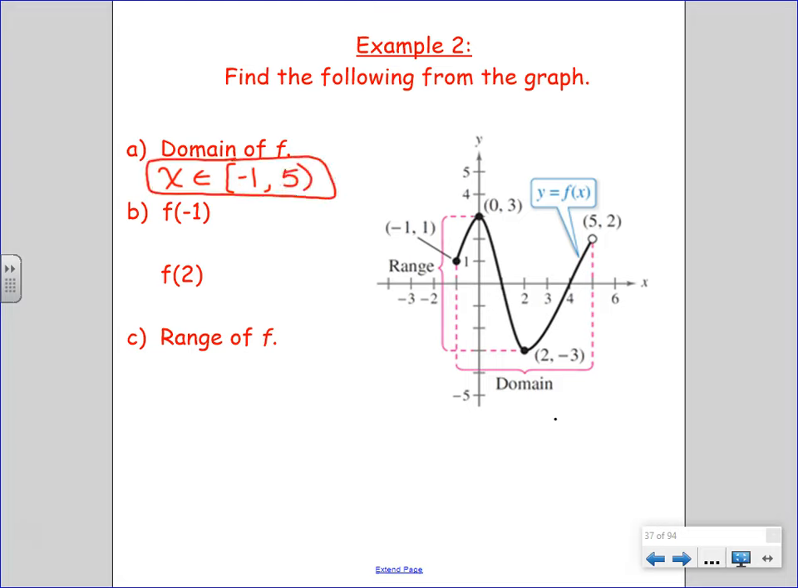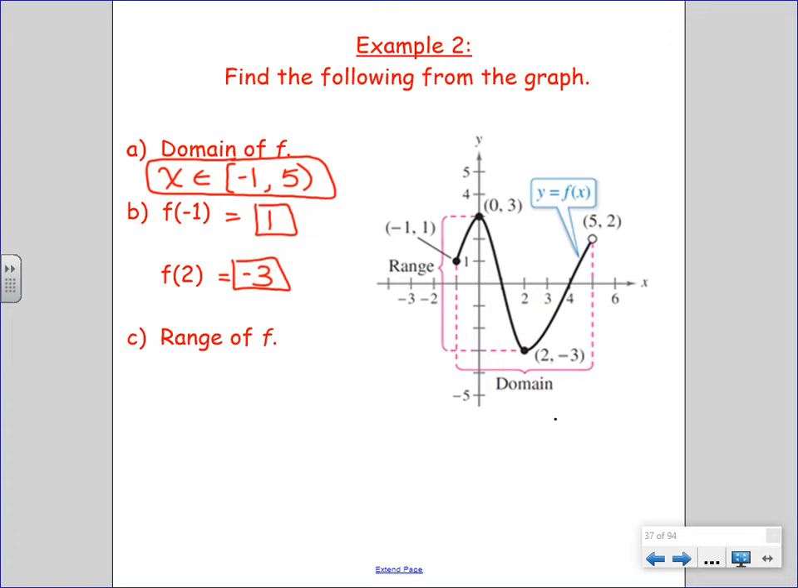Could you use a little like greater than or equal to, less than? Yes. But interval notation we're practicing. What's f of -1? The y value at -1. 1. Right? F of -1. Function notation. It's just asking for the y value. So you guys, f of 2. -3. Go find when x is 2, f of x is the y, which is -3.